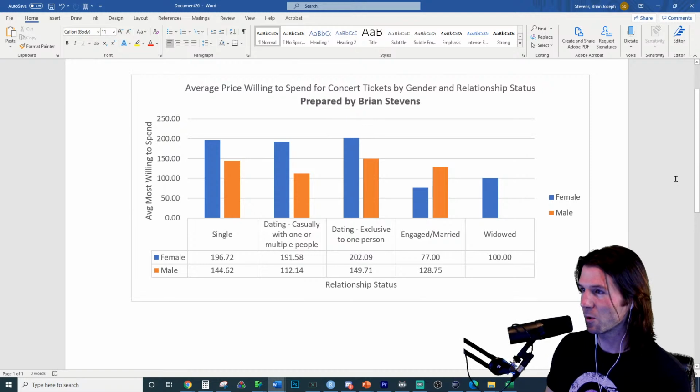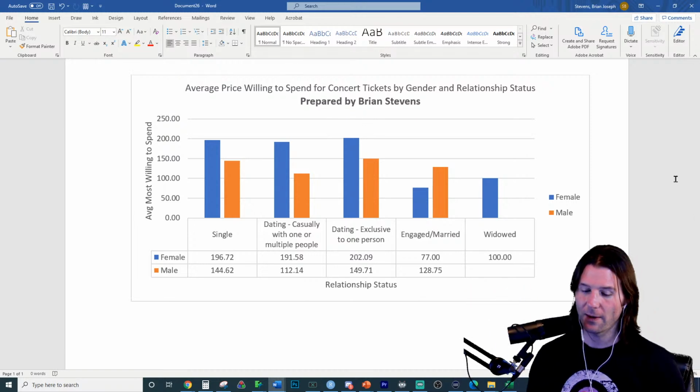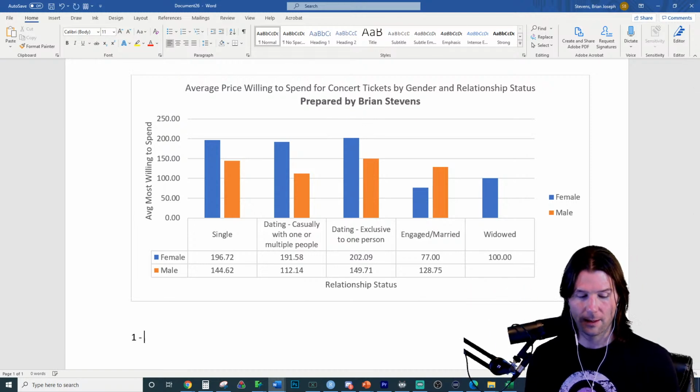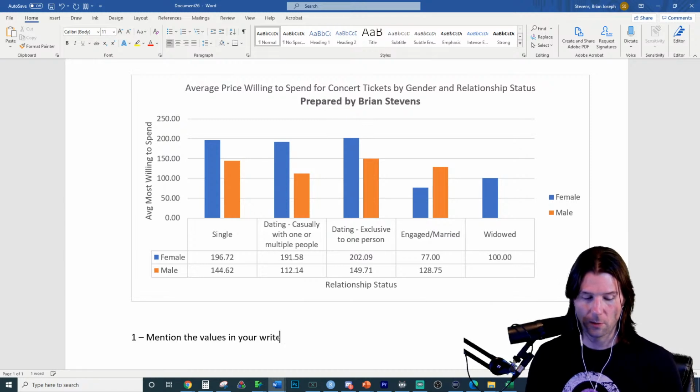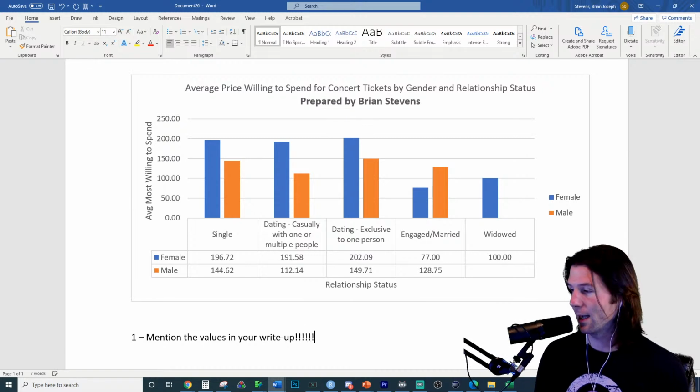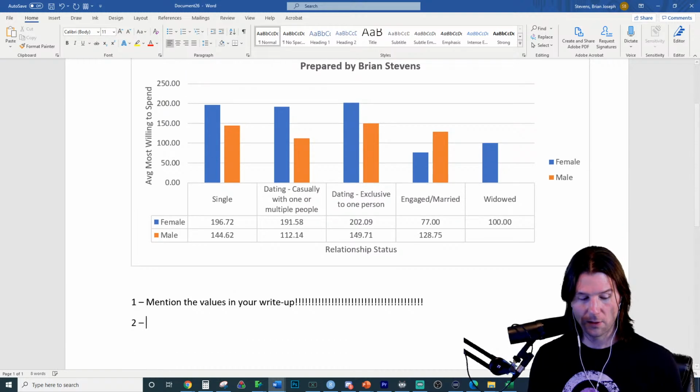Is this assignment making more sense? Would people know what to write up right here? I can't reiterate enough that when you do this, mention the values in your write-up. I put as many exclamation points as I can right here that you need to mention your values.